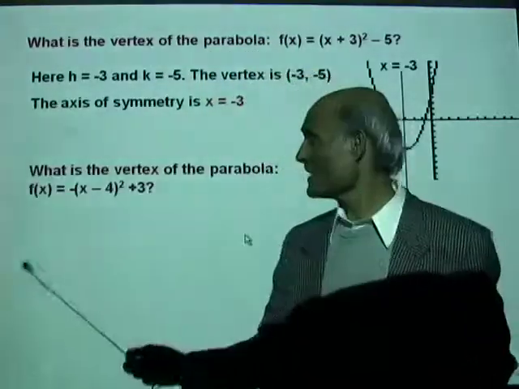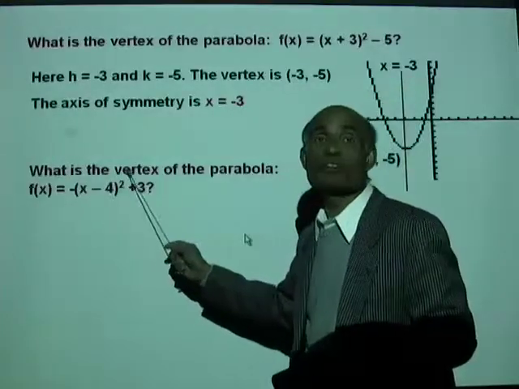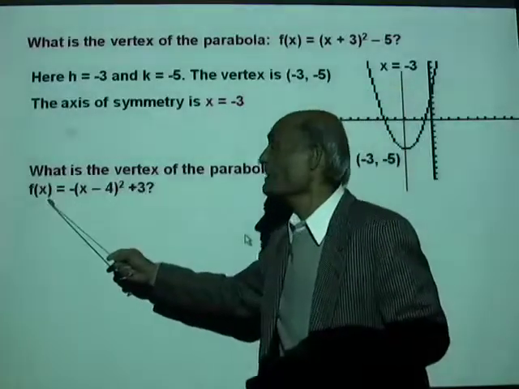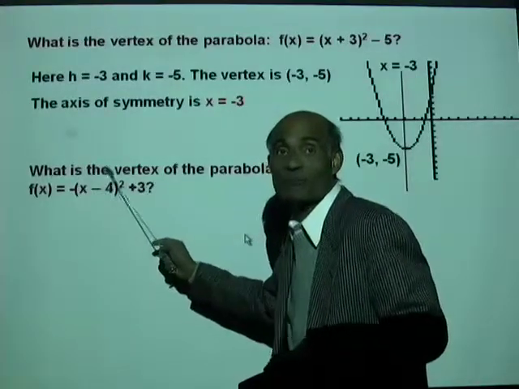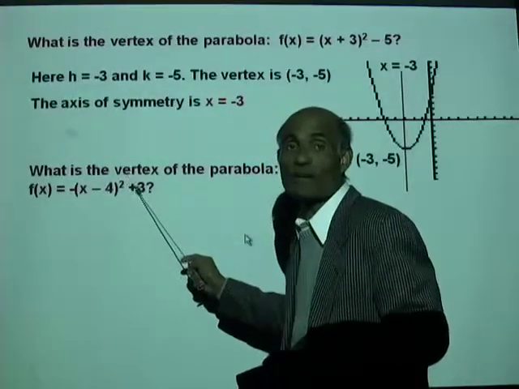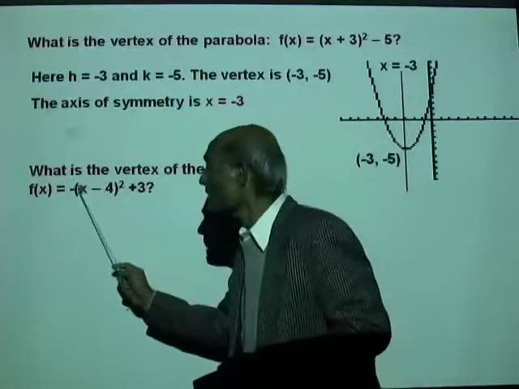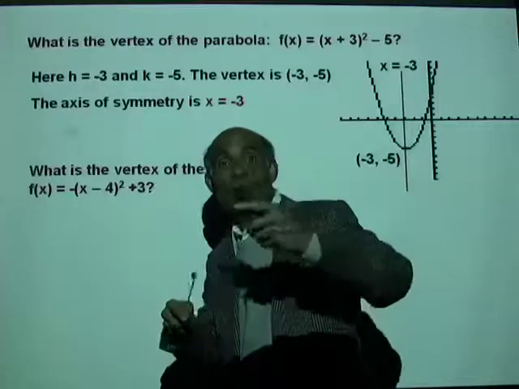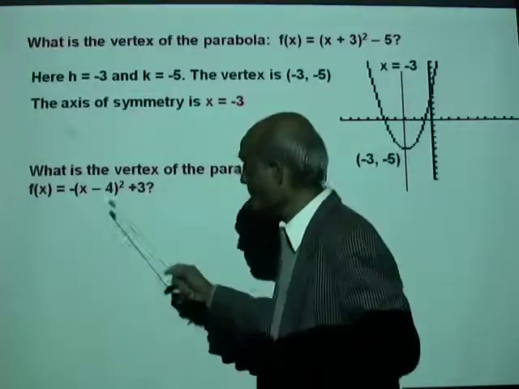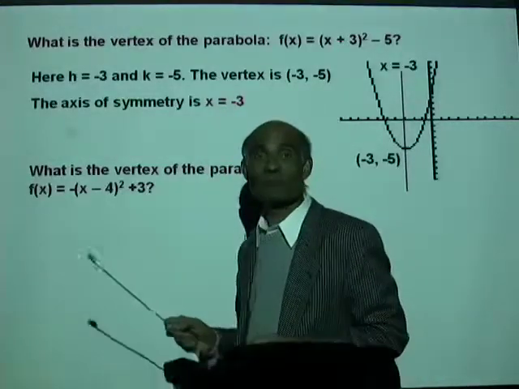We will now look at another one of these. What is the vertex of the parabola? f(x) equal to negative, look at the negative outside, (x minus 4) all squared plus 3. Here the value of a is -1, which means the parabola will open down. Alright, tell me, what's the vertex here?